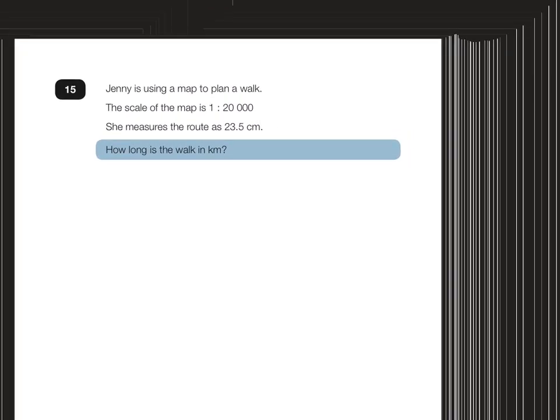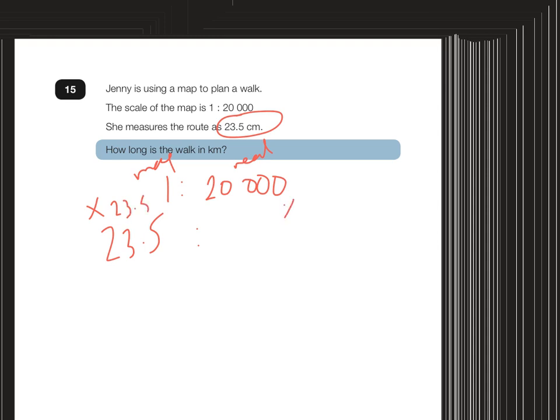Number 15. A couple of people did really well. Lots of people didn't do so great. Let's use our scale. 1 to 20,000. This is my map. This is my real. On my map, I've got 23.5. What's that in real life? Well, times that by 23.5. You've got a calculator, use it.